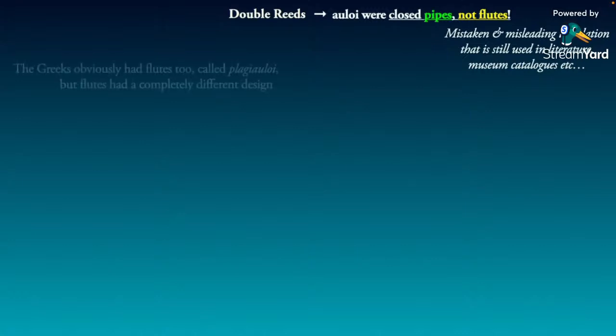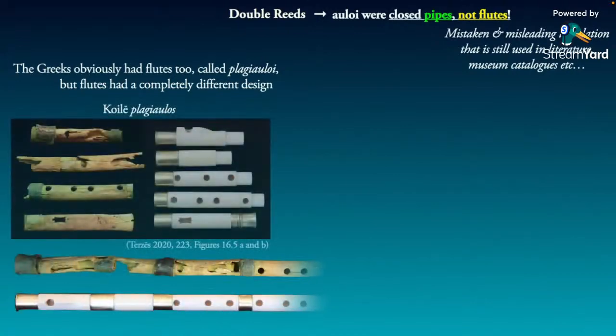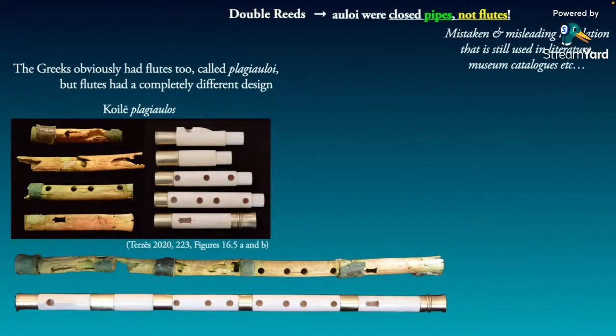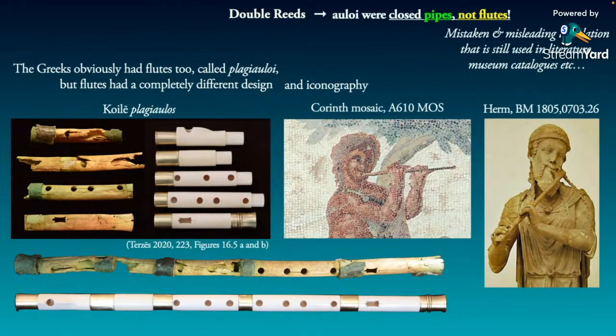The Greeks obviously had flutes too, called plagiaulos, but they had a completely different design, as you can see here. And this design was clearly reflected in iconography as well.